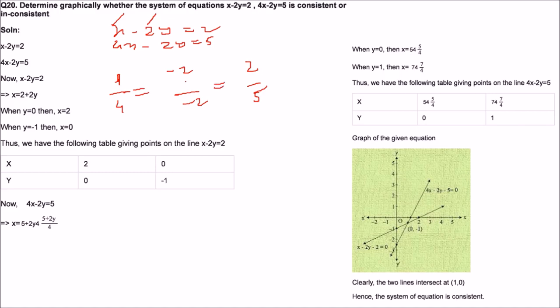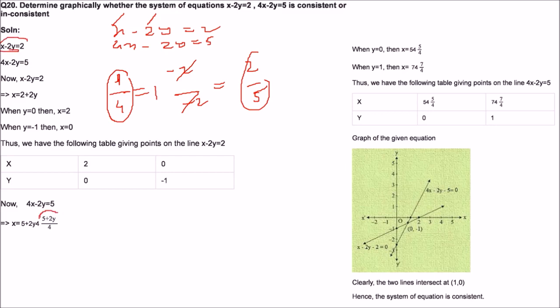So you get 1 by 4, 2 by 2... that is, a1 by a2 is 1 by 4, b1 by b2 is 1, and c1 by c2 is 2 by 5. That means a1 by a2 is not equal to b1 by b2, and they are not equal to c1 by c2. That means these two lines are going to intersect, and you will get a proper solution. So let us take the first one.